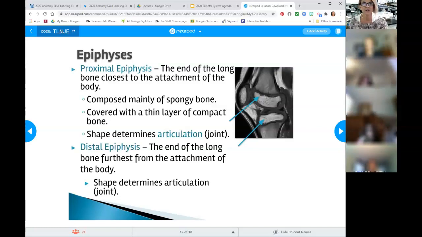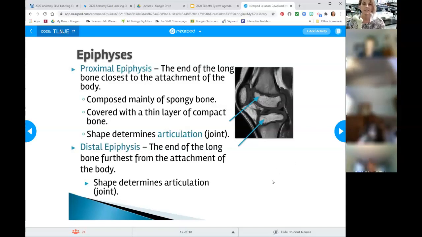So here you can see the epiphysis is made of a separate tissue from the rest of the bone. So the diaphysis, the metaphysis, this is spongy bone, this is compact bone, right? So this is a separate tissue. And then it forms the articulation. Articulation means joint. So depending on the shape of the epiphysis, you can have different types of joints.